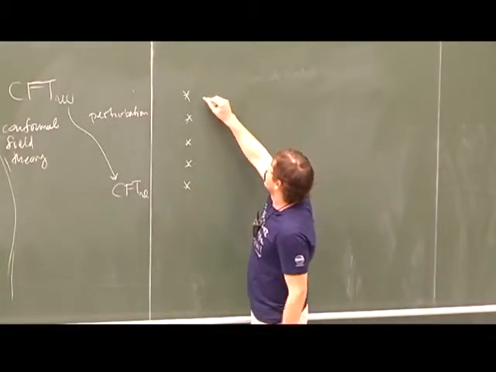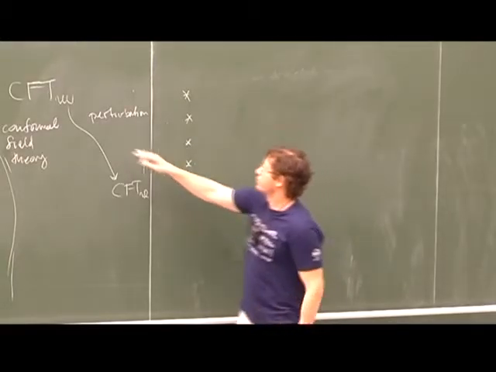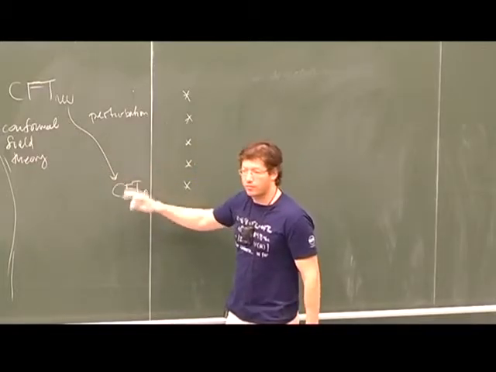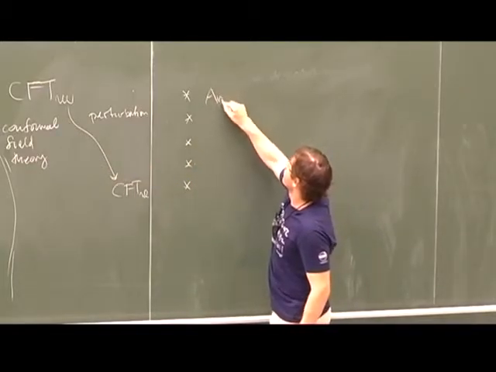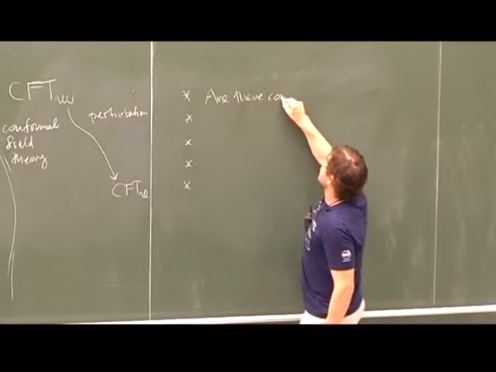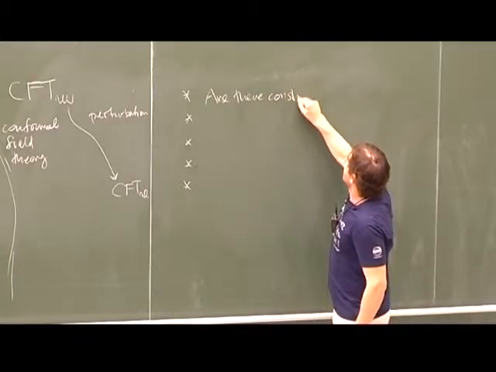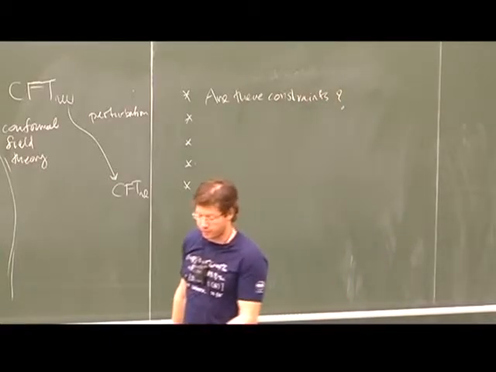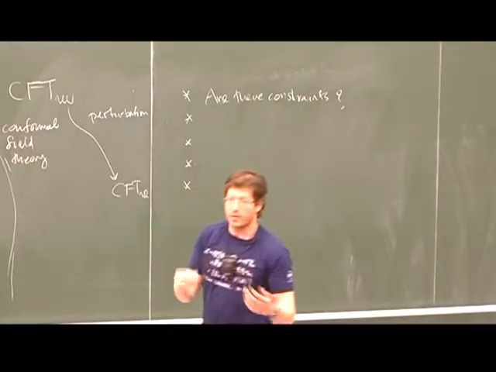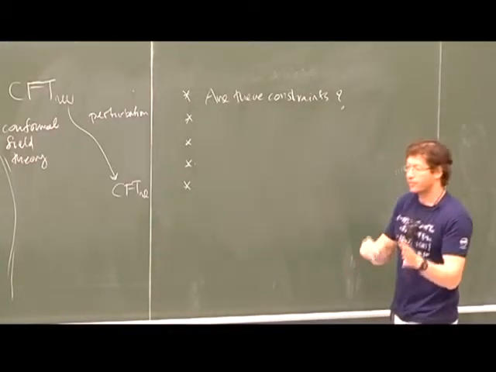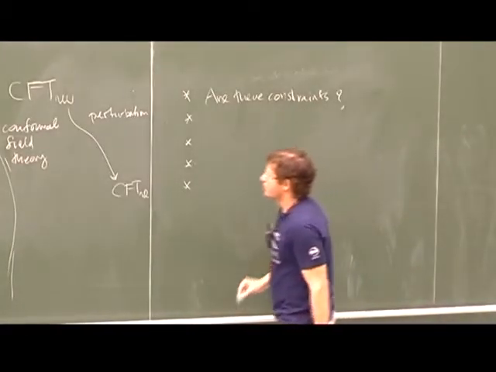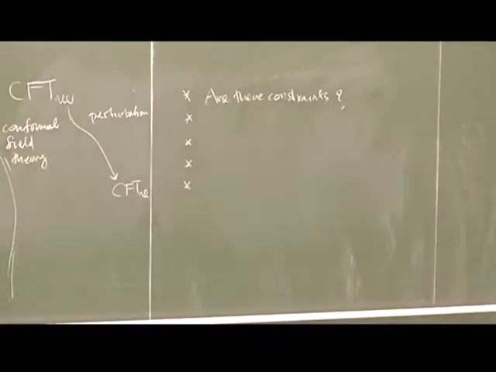So one can ask, for example, are there constraints? So can we, for example, perturb one CFT, one given conformal filtering, and get to any other conformal filtering? So are there constraints? If there are useful constraints, that would be, of course, very nice, because we would know that some perturbations cannot lead you to some class of phases of matter, or may lead you to other phases of matter, and so on. So you can ask whether there are interesting constraints on this general picture.